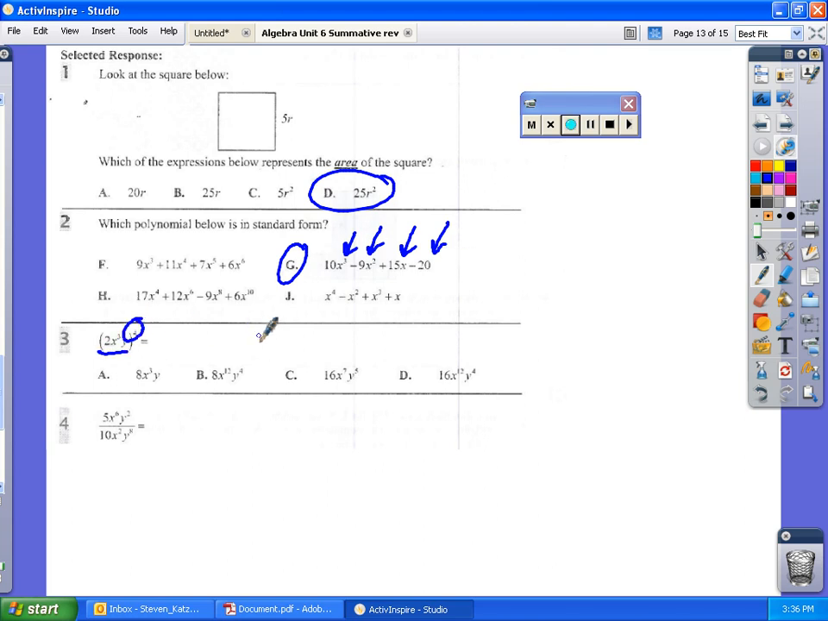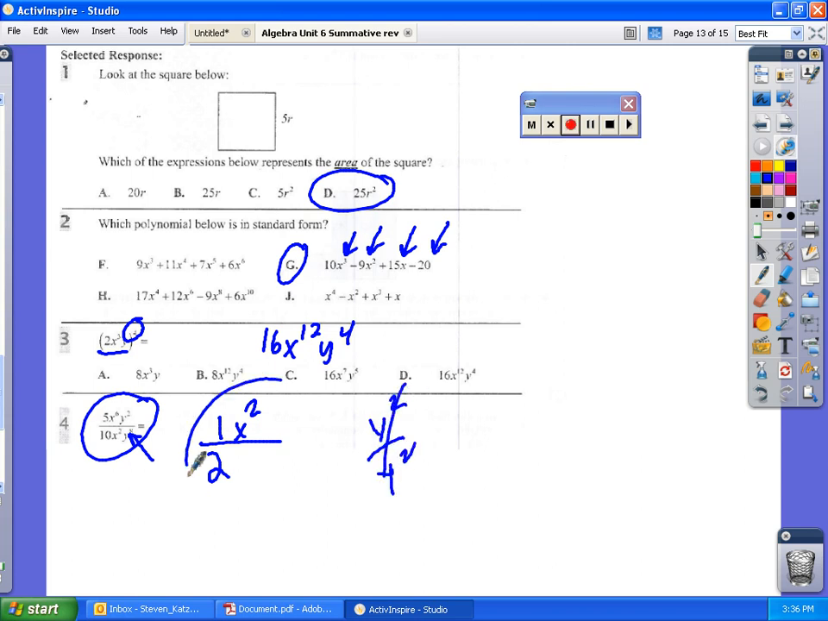and you end up getting 2 times 2 times 2 times 2, so 16 x to the 12th y to the 4th. Number 4, it's a division of monomials, so you divide the numbers, but they just reduce to 1/2. You get x to the second, because 4 minus 2, and I actually can't see what that number is, but it looks like a 2. So if it's y squared divided by y squared, they just end up canceling out, and that's your answer.